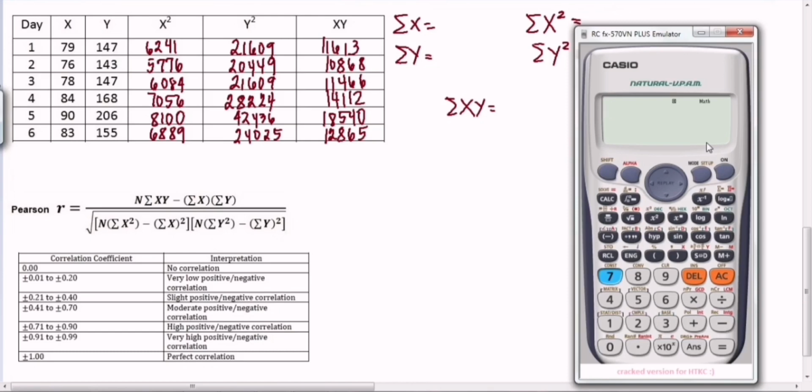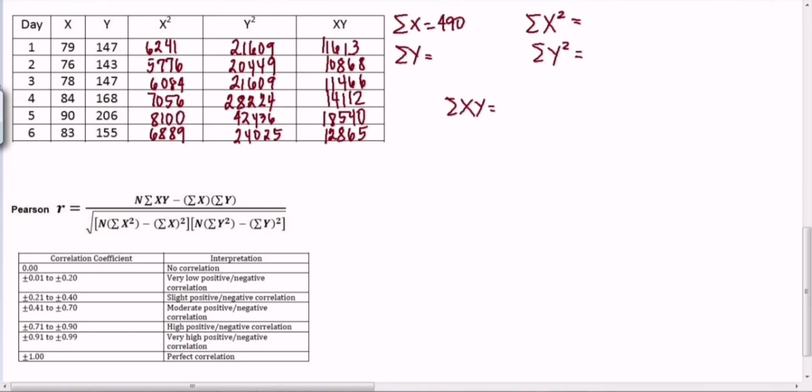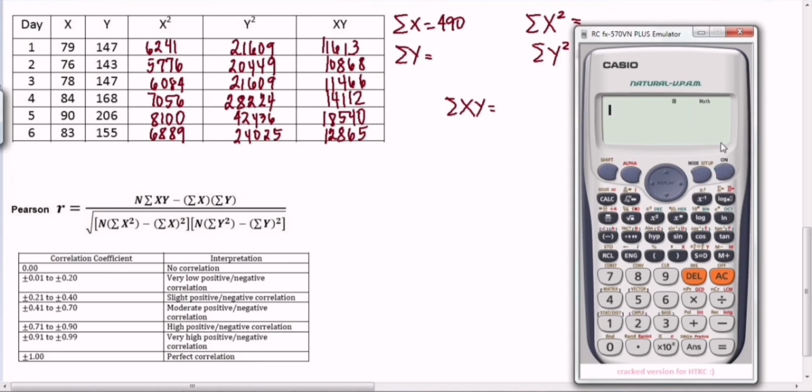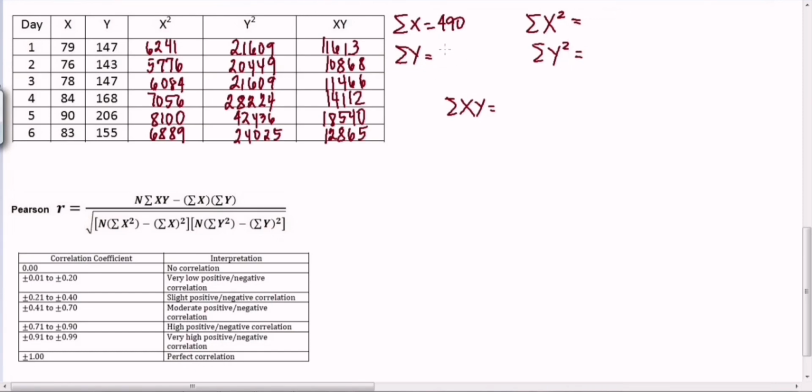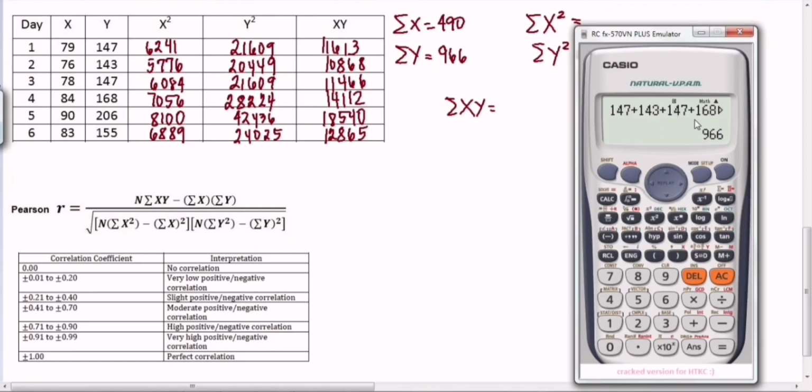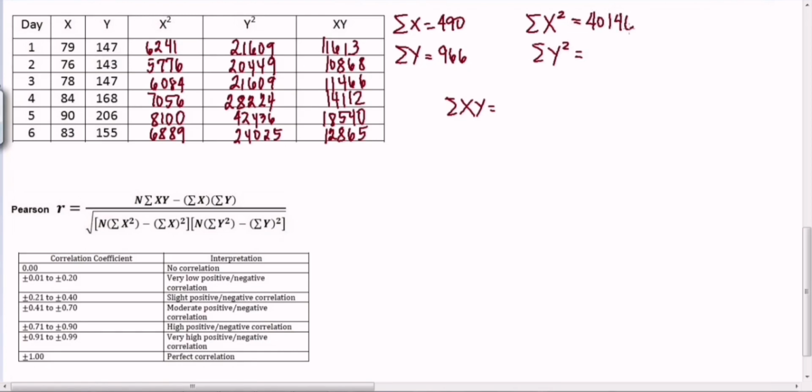So, let's start with x: 79 plus 76 plus 78 plus 84 plus 90 plus 83. So, 490 for this. Okay? Next one is the summation of the y column. So, 147 plus 143 plus 147 plus 168 plus 206 plus 155. So, 966. Okay? And then, the summation of x squared: 6,241 plus 5,776 plus 6,084 plus 7,056 plus 8,100 and then 6,889. So, 40,146. That is the summation of x squared.